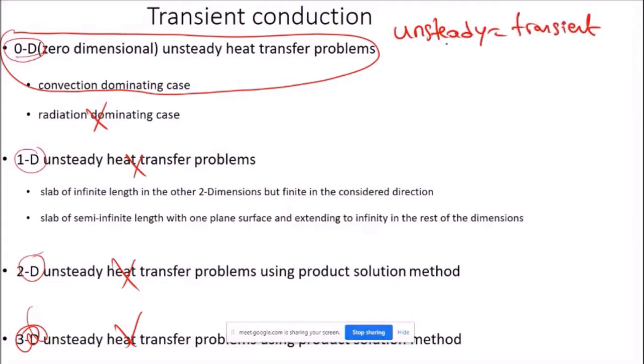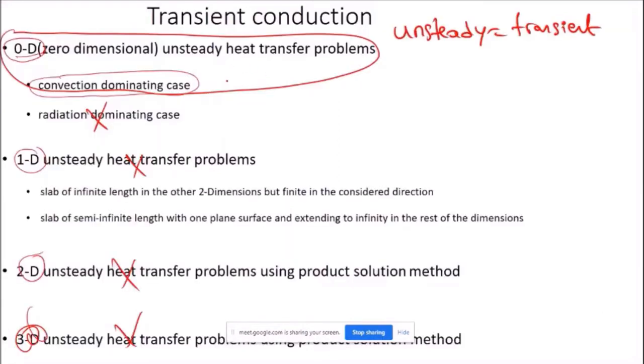When we say unsteady, it is transient. For 0-dimensional unsteady heat transfer problems, we will cover only the convection dominating case. So heat loss is by convection. There is no radiation heat loss. This is the simplest form, but it is applied in most cases. It is very general but simple.